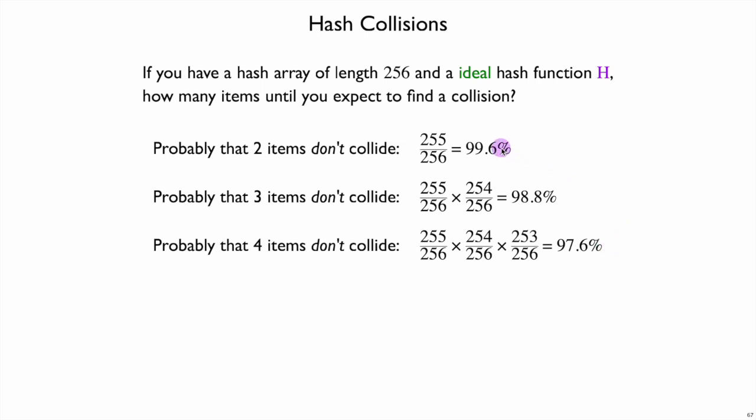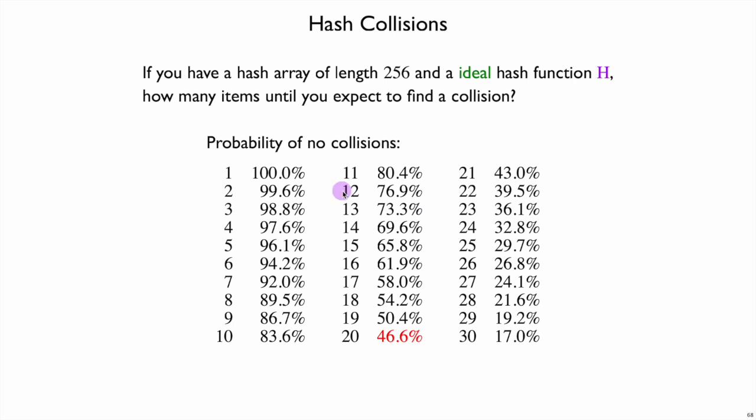But notice that the difference between 99.6 and 99.8, which is 0.8, is smaller than the difference from 98.8 to 97.6. That's 1.2. And that means the difference in probability is accelerating. And if we work out all the numbers, we see that after 8, we've already dropped down below 90%. And after 16, it turns out we've already dropped down below 60%. And the answer that we were looking for was 20. After you've hashed only 20 items, you're more likely than not to somewhere along the way have encountered a collision. And 20 is much less than half of the size of your table.